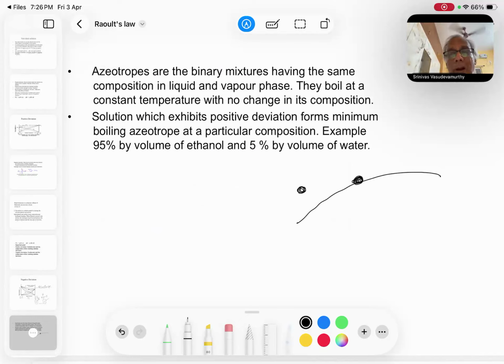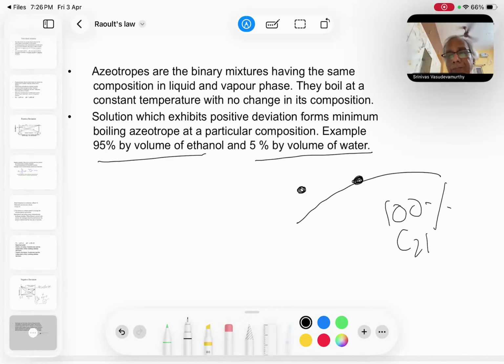An example of a minimum boiling azeotrope is 95% by volume of ethanol and 5% by volume of water. That is the reason why, when I want to remove all the water and get 100% ethanol, 100% alcohol, by fractional distillation, I can only get up to 95% by volume of ethanol here. The 5% by volume of water I cannot remove because it is forming an azeotropic mixture. It will boil without any change in its composition. The whole solution will boil without any change in composition. It will become like a single liquid now.